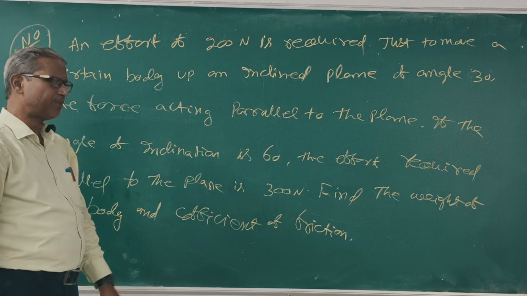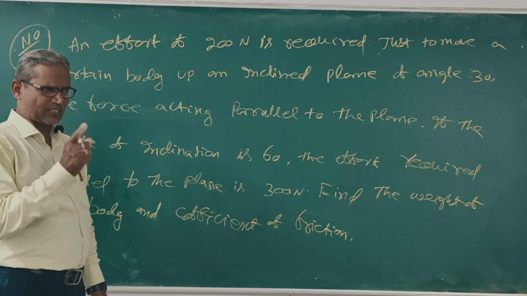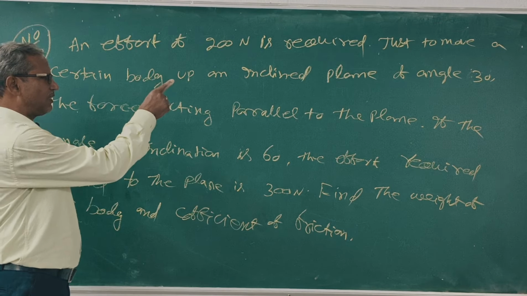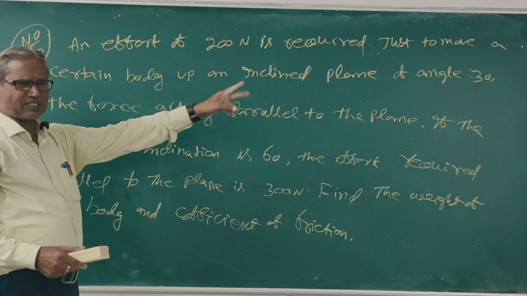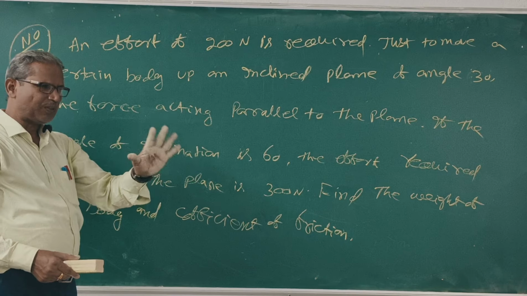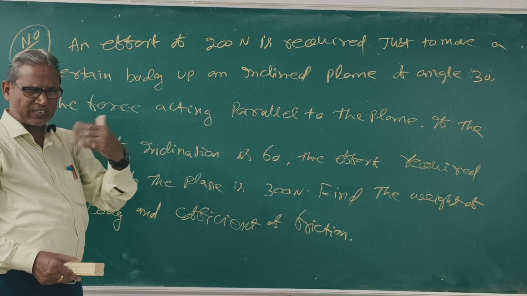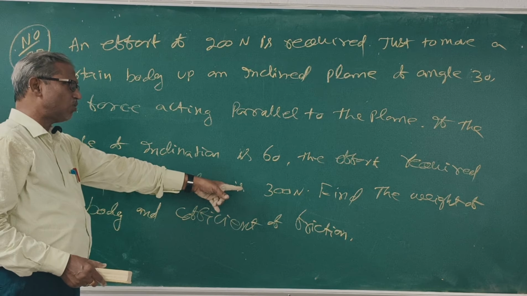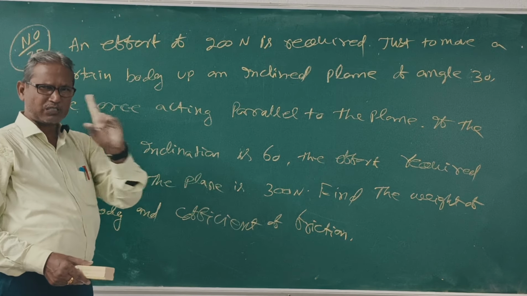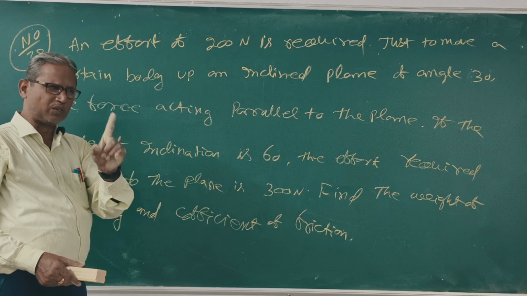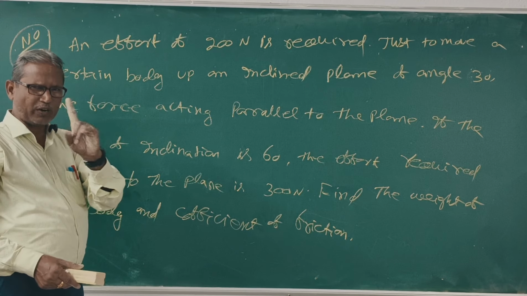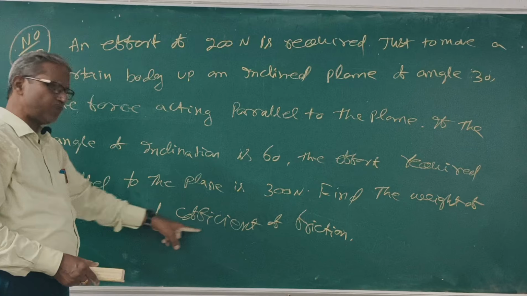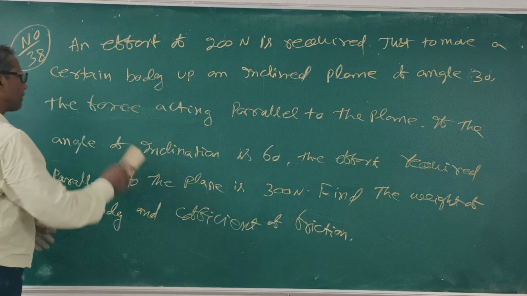Clear? Now, first case, the force required is 200 Newton, the angle is 30 degree. Second case, when the angle increases to 60 degree, the force also increases to 300 Newton. Same weight, same coefficient of friction, same plane. What is the weight of the body and what is the coefficient of friction?